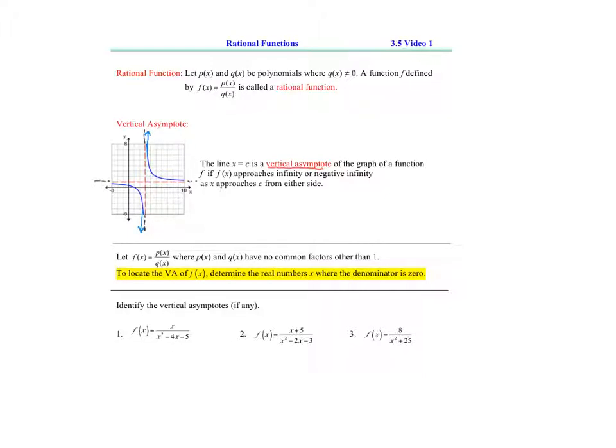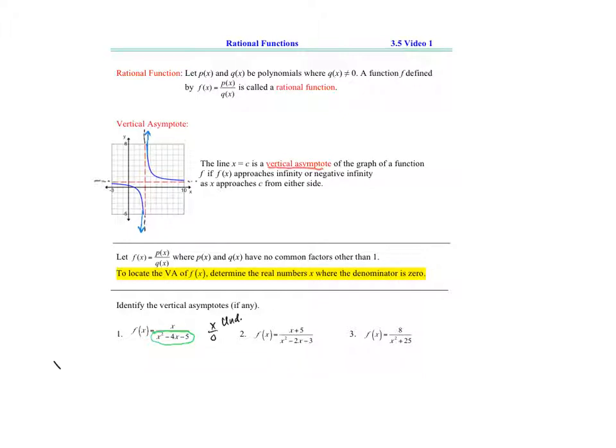And we can find these algebraically by simply looking at the denominator. They come up when the denominator is equal to 0, because then if we had x divided by 0, that's undefined, and that's exactly where our vertical asymptotes are. Okay, so we find these algebraically.